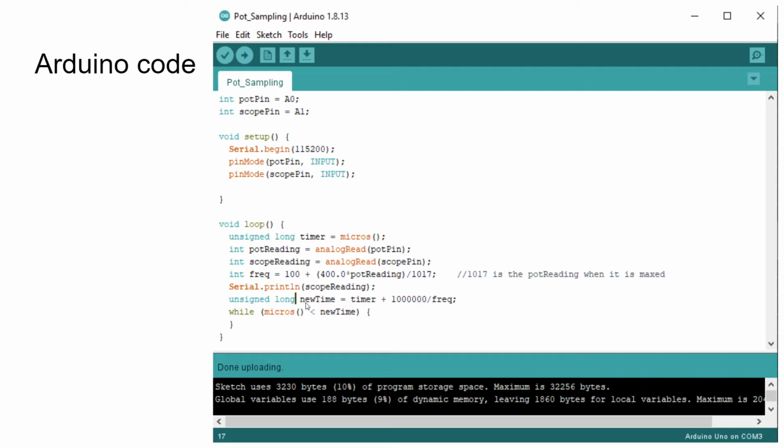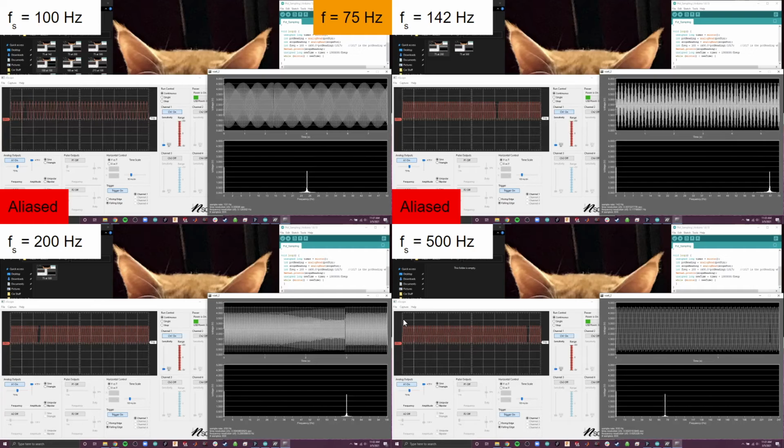Then we set our new time, which is the end time, to be the timer plus 1 million, which is 1 million microseconds in a second, divided by the frequency, since 1 over the frequency is the period. So that's the timer plus the period in microseconds. We just have a while loop that waits for that period of time to pass before starting over again.